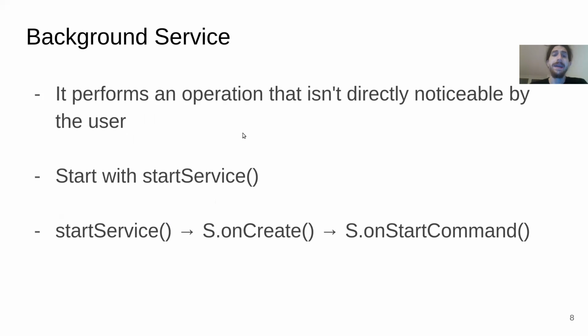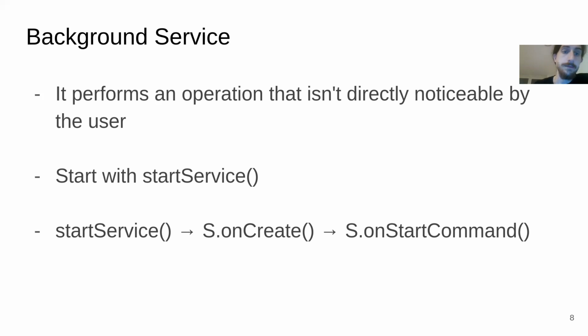So very quickly, background services are those that perform an operation that is not directly noticeable by the user. They can be started with startService, and the way it works is similar to activities. You call startService, and the framework figures out which service should be started. Once it has selected the service to be started, let's indicate it with S, it's going to invoke S.onCreate and then S.onStartCommand and so forth. Again, if you check the documentation, you're going to see the diagram with the life cycle of a service, so you know which method is called at which point.